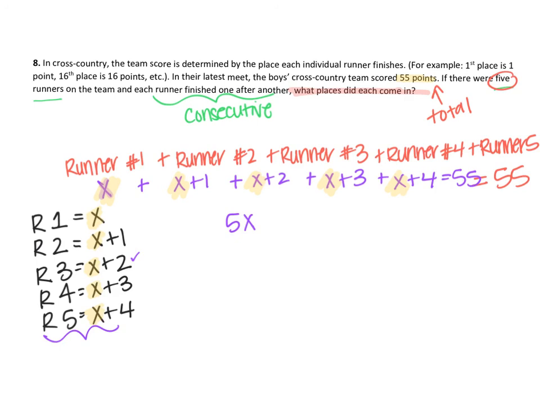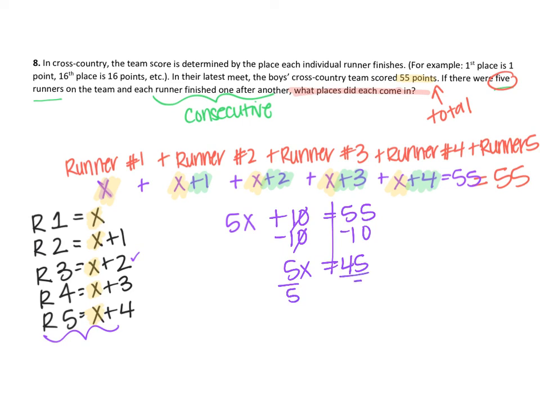All right, if we can combine our constants, we have a plus 1, plus 2 makes 3. 3 plus 3 is 6. 6 plus 4 makes 10. So I get plus 10 equals 55. Solve for x. I'm going to have to subtract my 10. I get 5x equals 45. Divide by 5. x equals 9.